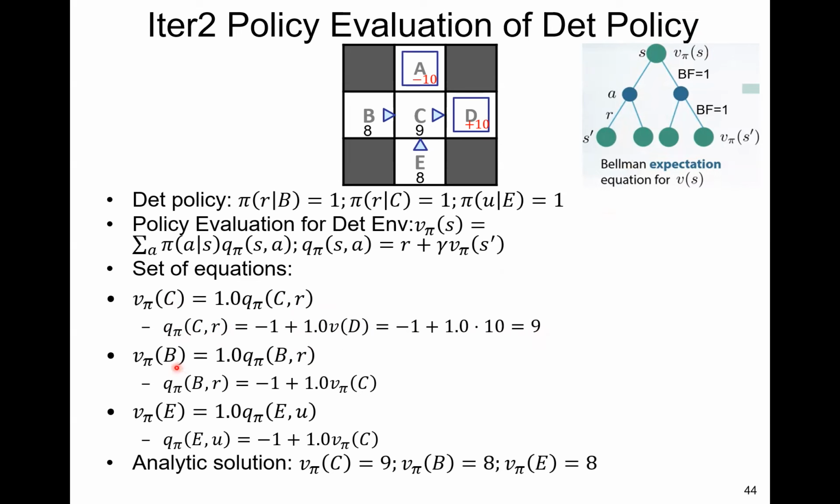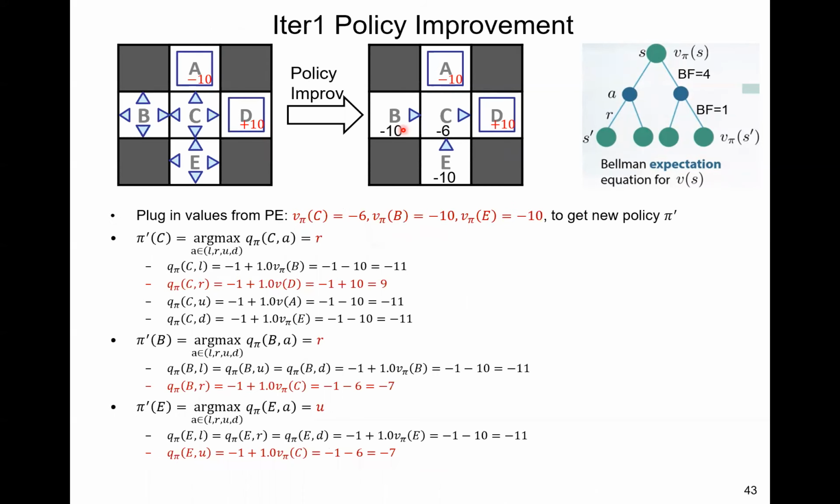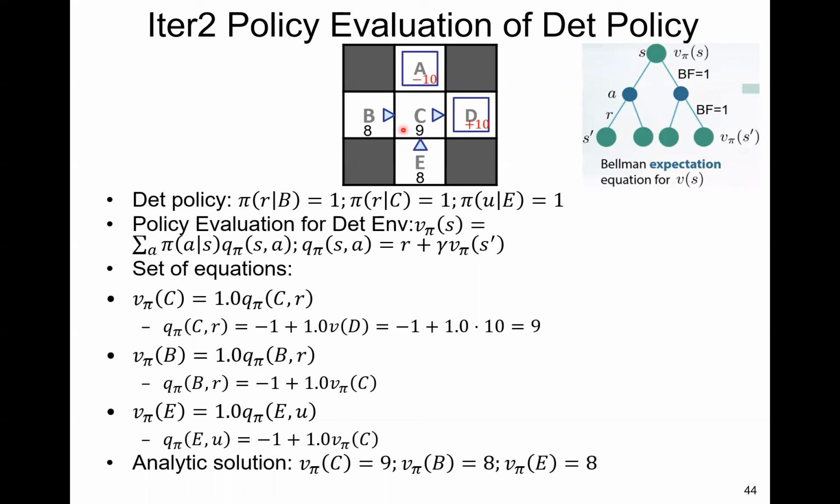For B, you have a single choice of R. So it's -1 plus V pi C. For E, you have a single choice up. So it's -1 plus V pi C. So we can solve the set of equations with 3 unknowns and get the solution of 9, 8, 8, which is equal to the previous solution of 9, 8, 8. So this is iteration 2.